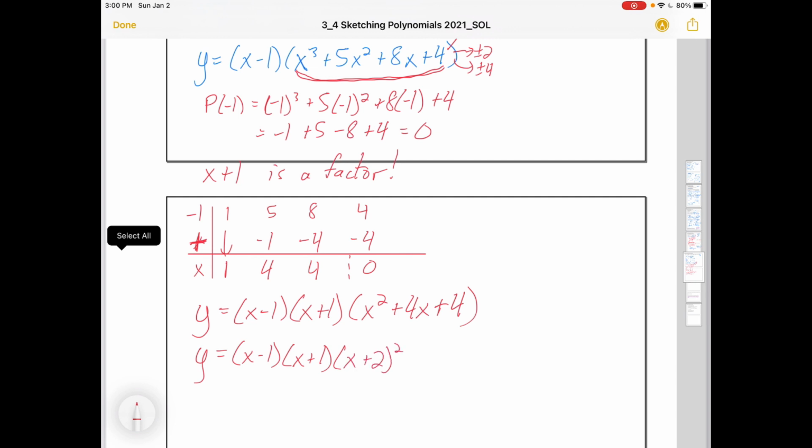Okay. And now I've got it in factored form. I know my x-intercepts are 1, negative 1, and negative 2. And that negative 2 is squared, so it is a bounce.